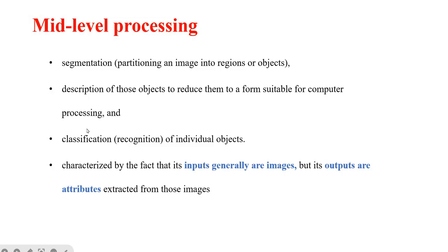Then you have feature extraction or description, that is, describing the objects in a simpler form so that a computer can recognize them. For example, identifying the edges, then identifying the corners, shapes and boundaries. Next is classification or recognition, that is, labeling or identifying the objects in the image. For example, recognizing that an object is a car, a tree or a face.